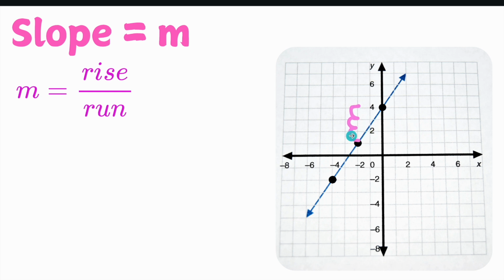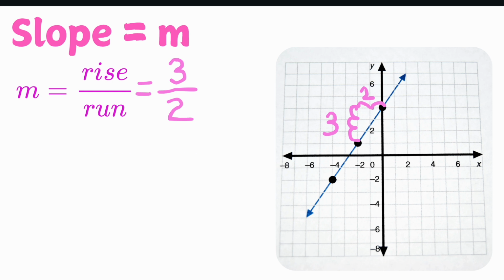And first, we find our rise, which in this case is 1, 2, 3. So our rise is 3. And then the run, which in this case will be 2 to the right. So our run is 2, making our slope 3 over 2.